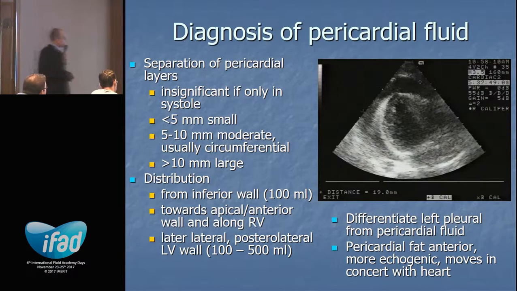The diagnosis of pericardial fluid is rather simple. It's a separation of pericardial layers, like shown here, just along the free wall of the right ventricle and beyond the left ventricle. So it's a circular fluid, and we can look at the size, actually the distance of the layers of actually the separation in the pericardium, and we would consider effusions less than 5 millimeters small. Usually, if it comes up to 1 centimeter, it's usually circumferential and it's more significant.